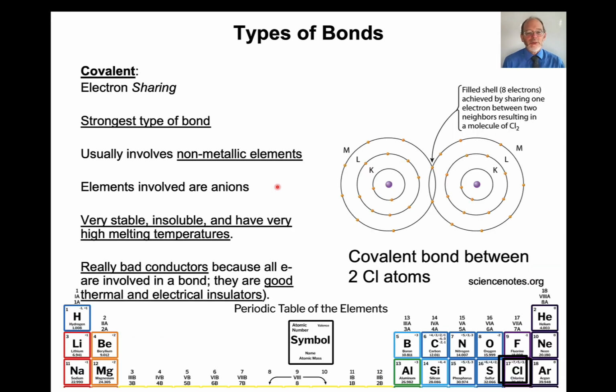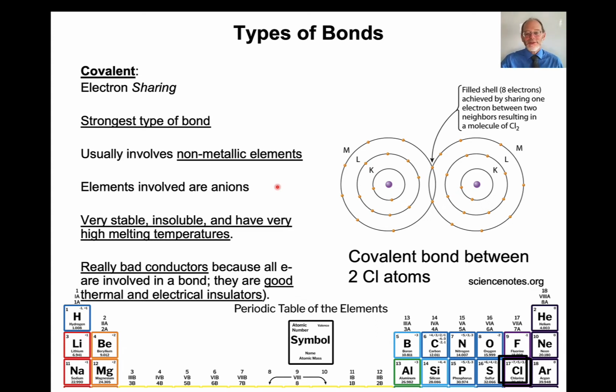Covalent bonds refer to electron sharing. This usually involves nonmetallic elements. These are very stable, they're insoluble, and they have very high melting temperatures. And they're really bad conductors because all of the electrons are intimately involved in a bond. So they're good thermal and electrical insulators.